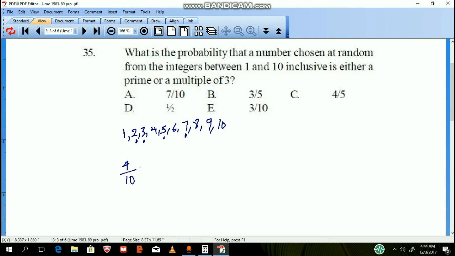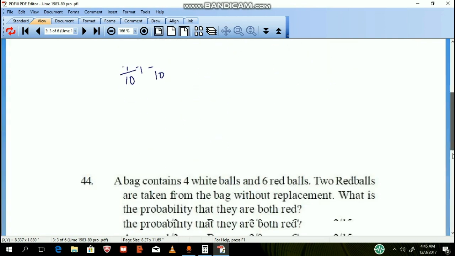Or a multiple of 3. Multiples of 3 are 3 and 9. So that is plus 2. There are only 3 and 9. So that is 2 over 10, which will be 6 over 10. 2 in here is 3, 2 in here is 5. That is 3 over 5, option B. Let's check for 36.